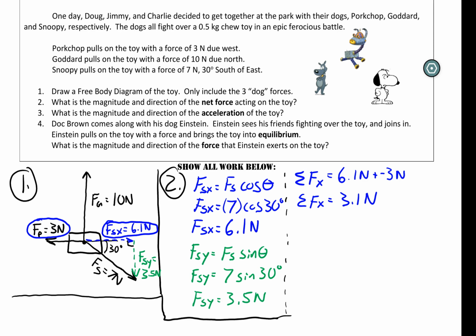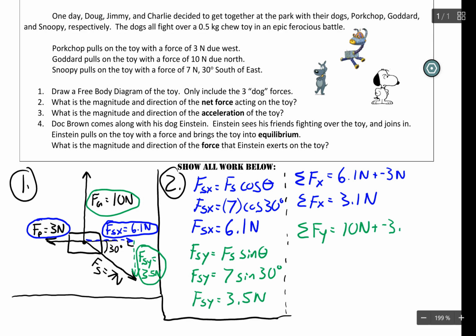Now in the y direction, we have Goddard pulling north, and part of Snoopy's force is pulling south. So let's sum the forces in the y direction. That's going to be 10 newtons in the positive direction plus negative 3.5 newtons in the negative direction. So the net force in the y direction is 6.5 newtons. If you add 10 plus negative 3.5, you get 6.5 newtons, right?